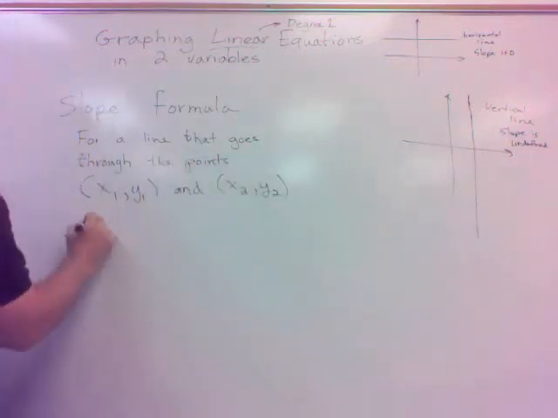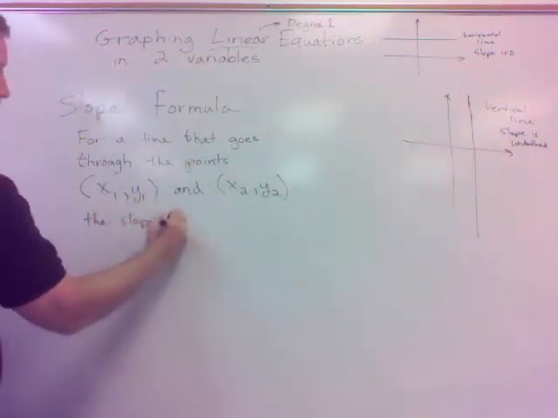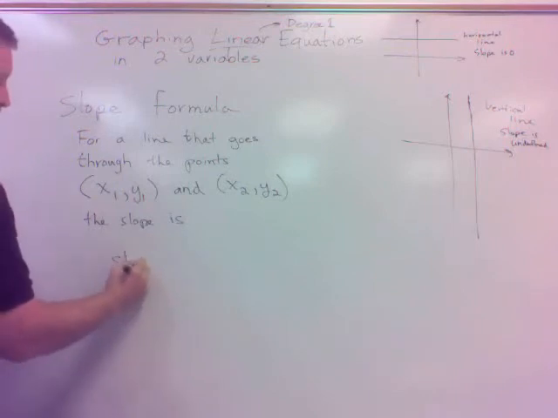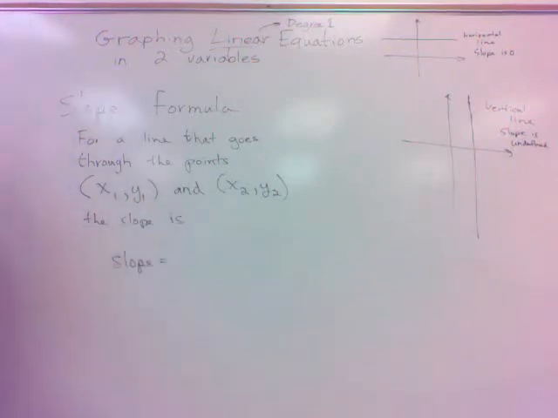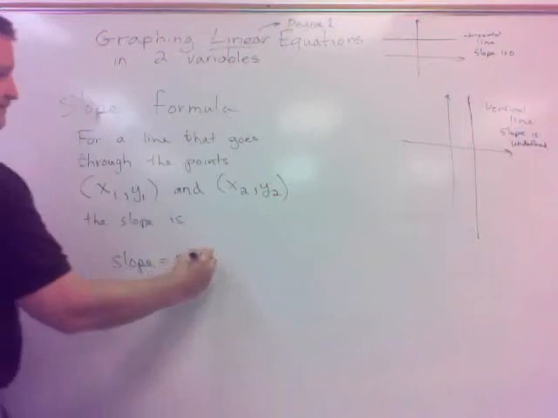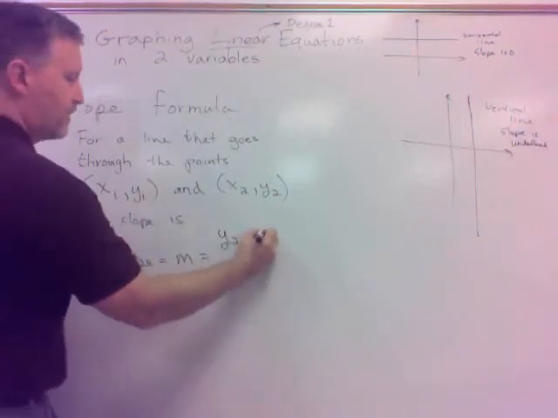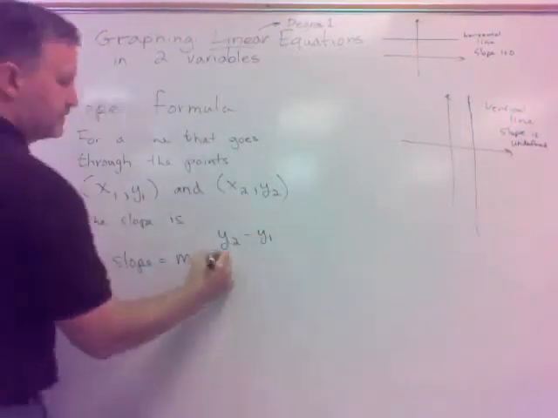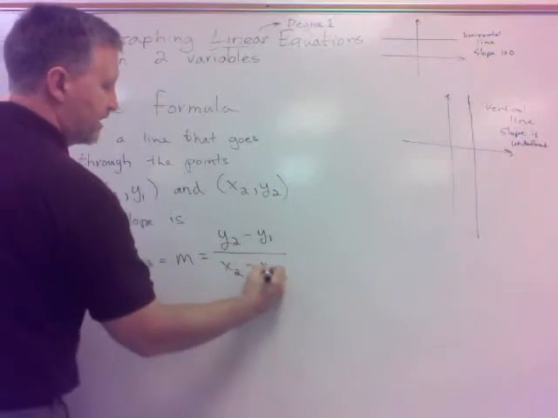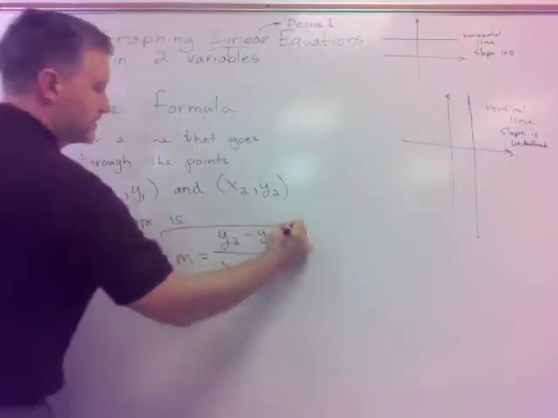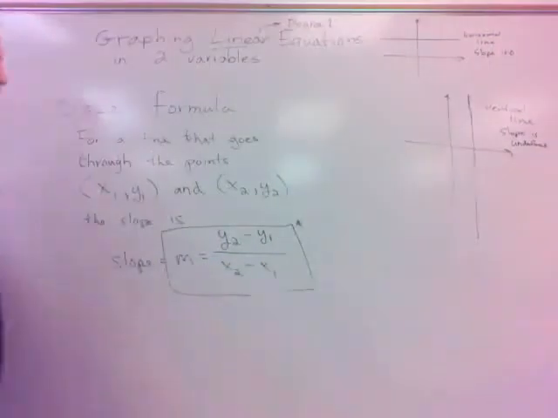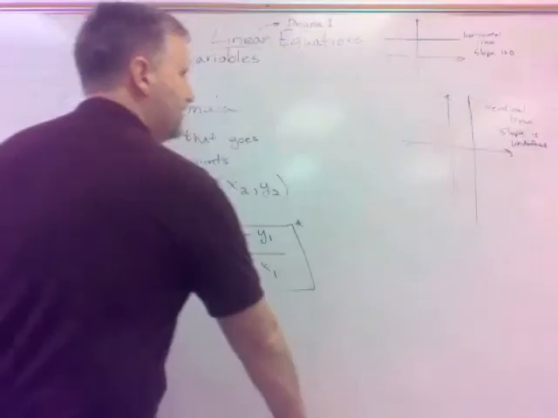For a line that goes through the points, the slope of the line is, well, first of all, we mention again, the letter designation of slope is m. So m equals, the slope equals, y2 minus y1, difference of the y's, over x2 minus x1. That is the so-called slope formula right there. Difference of the y's over difference of the x's. Okay?